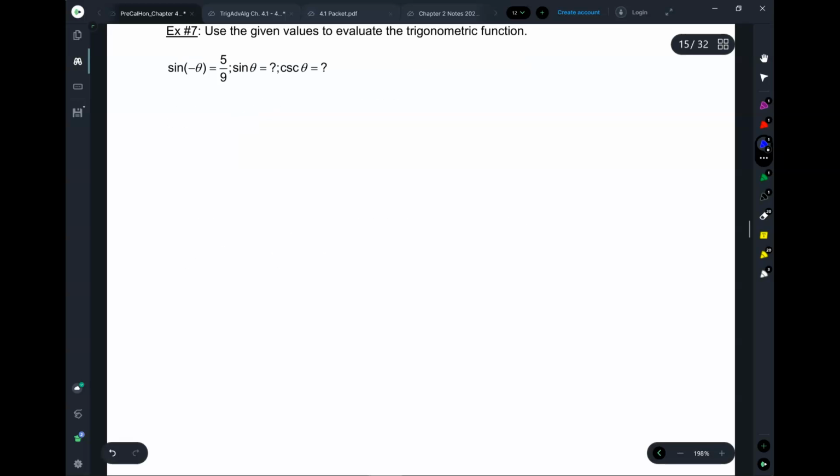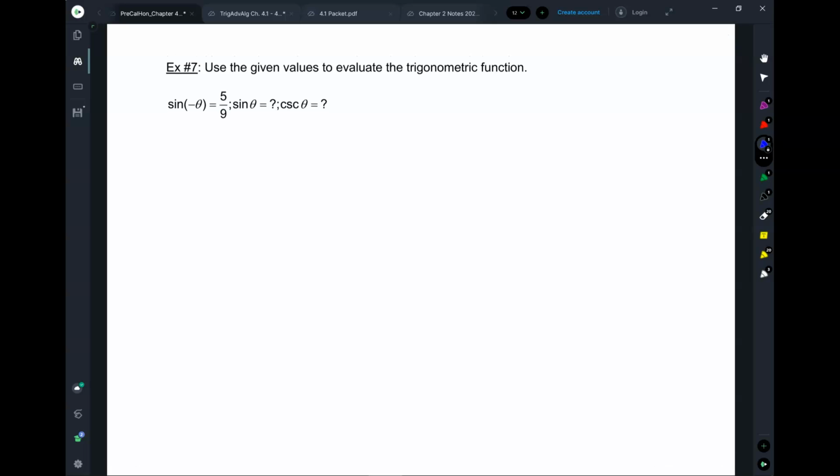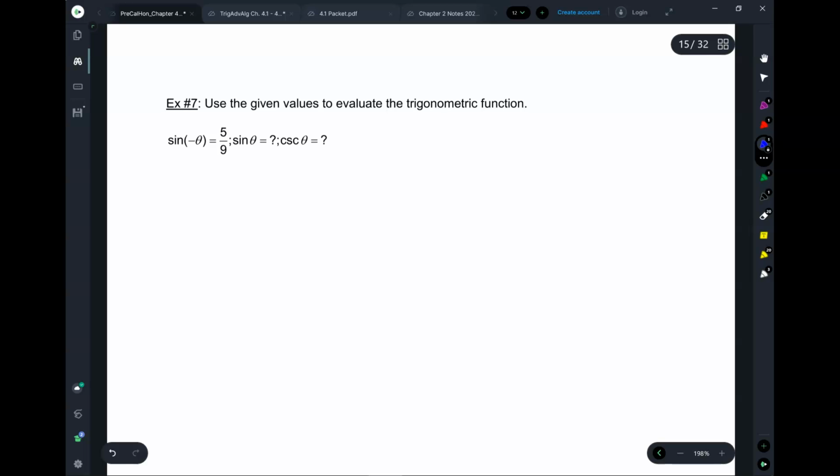Okay? All right. Now, take a look at this one. You're told use the given values to evaluate the trig function. So you're told sine of negative theta is 5 over 9. Okay, what the heck is negative theta? Well, if I tell you 3, what's the negative of it? -3. Now if I tell you -7, what's the negative of it? 7.